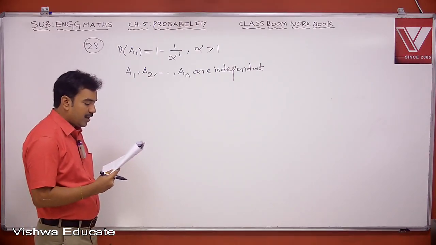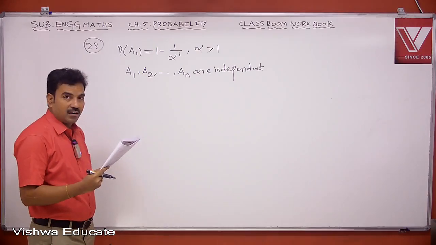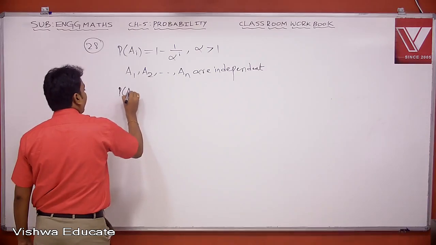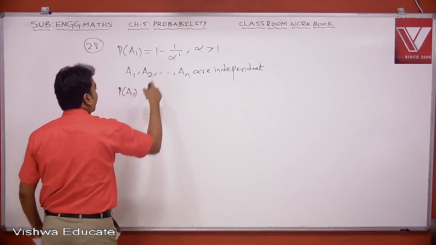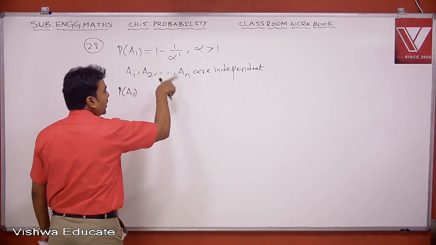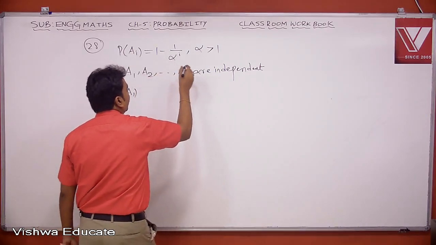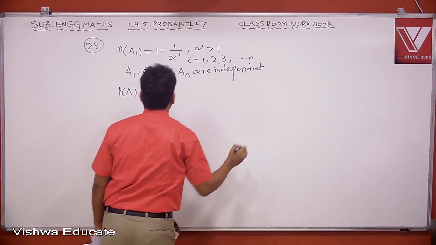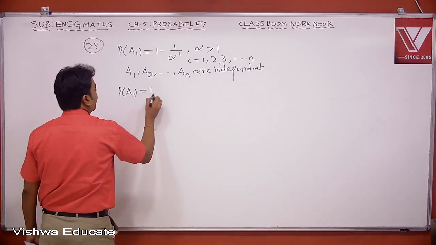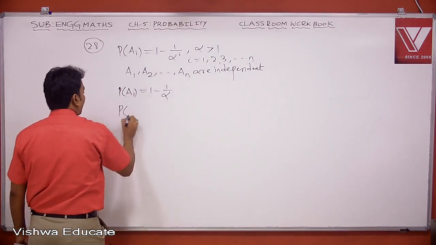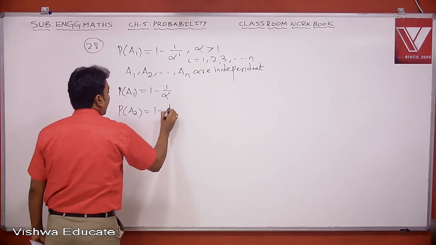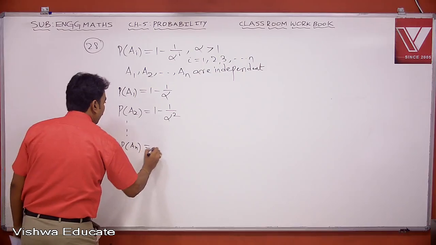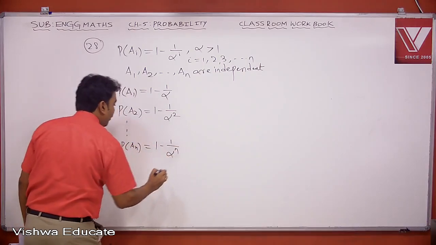The question asks for the probability that at least one of the events occurs. Now here you can see what P of A1 is when you replace i by 1. We have n independent events, and P of Ai is this, where i values range from 1 to n. So P of A1 is 1 minus 1 by alpha, P of A2 equals 1 minus 1 by alpha square, and so on, P of An equals 1 minus 1 by alpha power n.